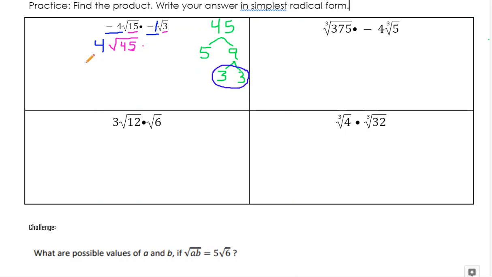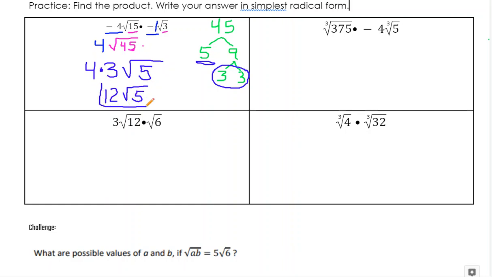So I still have this 4 in front. And now I'm pulling out a group of 3. And then underneath my radical, I still have this 5 that doesn't have a match. So that 5 stays underneath. So now to simplify this further, I can do 4 times 3. 4 times 3 would give me 12. So my answer would be 12 square root 5.